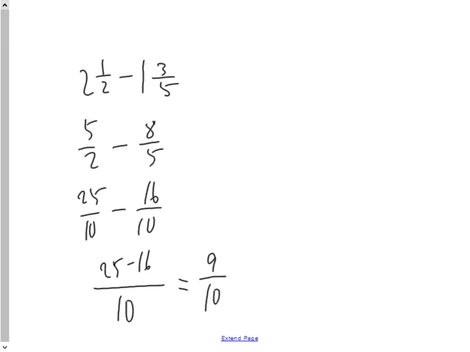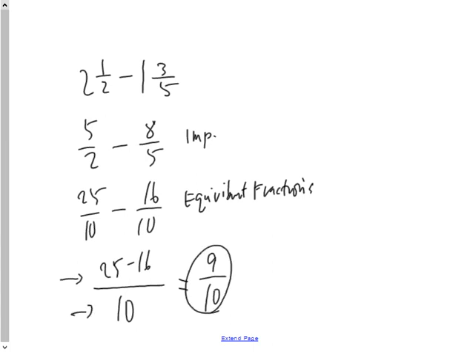If you did it a different way, that's fine, as long as you got the answer 9/10. That's the important part, right? But you need to know that this is improper. These are equivalent fractions. And subtracting fractions requires you to subtract the numerators and keep the denominator, and circle your answer.